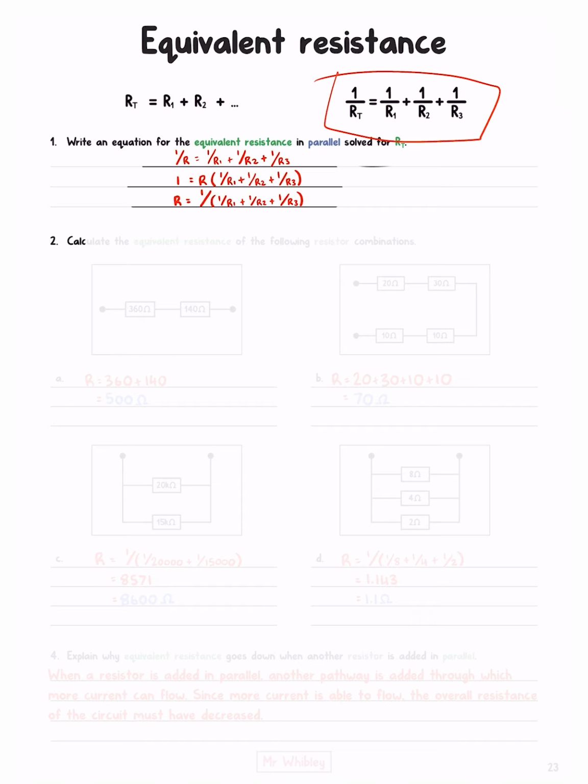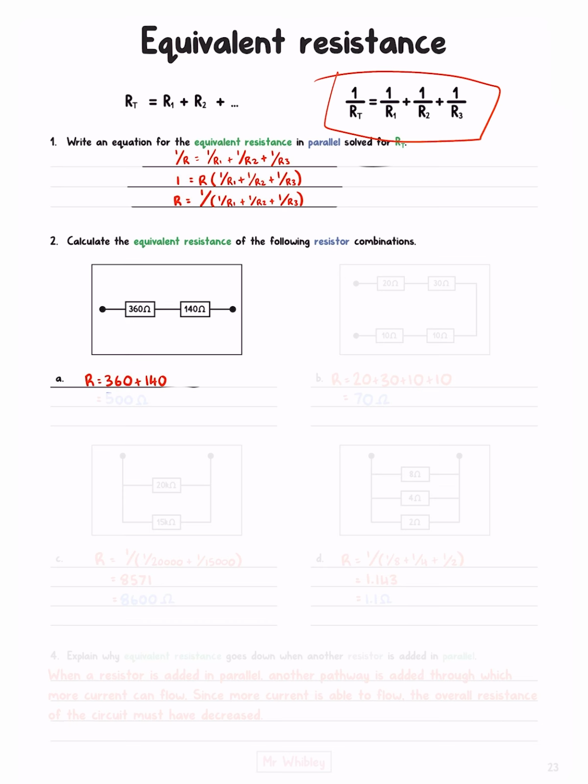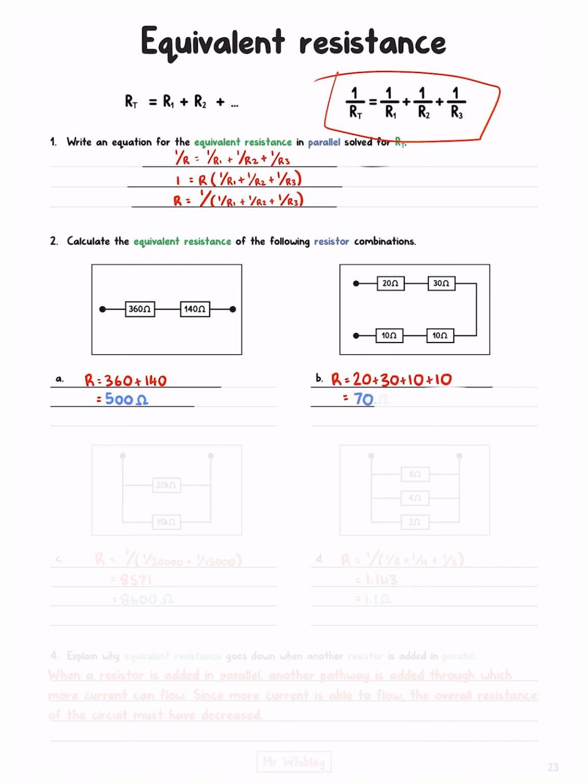Question 2. Calculate the equivalent resistance of the following resistor combinations. In our first example, we have a 360 ohm resistor in series with a 140 ohm resistor. Series resistances add, and so the result is 500 ohms. For our second example, we have a 20 ohm, 30 ohm, 10 ohm, and another 10 ohm resistor, all of which are in series. Once again, series resistances add, which gives us 70 ohms.